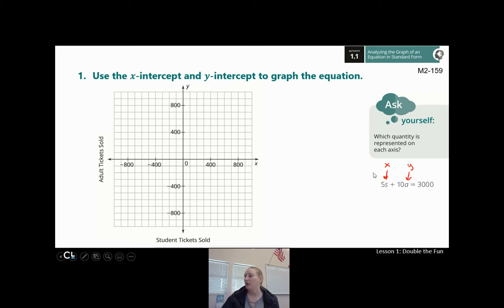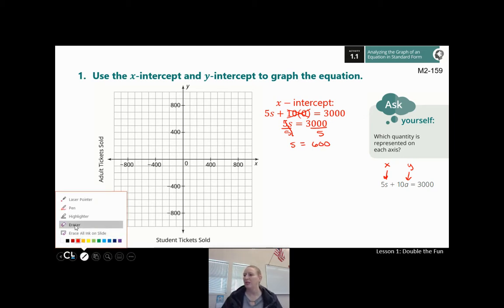So we said S was our X, right? I'm going to start with the x-intercept. If I want to find my x-intercept, I need to plug in a 0 for A. This was pretty easy because 10 times 0 is 0, so that cancels off. So I have 5S equals 3,000. If I divide both sides by 5, I find out that S is, I need a calculator, 600. Thank you, calculator. So it looks like my x-intercept is 600.